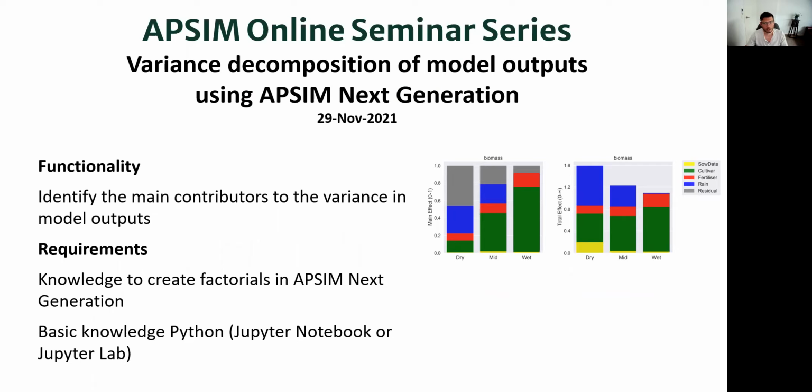So the functionality of this is basically to identify the main contributors to the variance in different model outputs, and it has some requirements. We will assume that the user of this tutorial has knowledge to create factorials in APSIM Next Generation, and at the same time some basic knowledge of Python, and particularly in the use of Jupyter Notebook or Jupyter Lab.